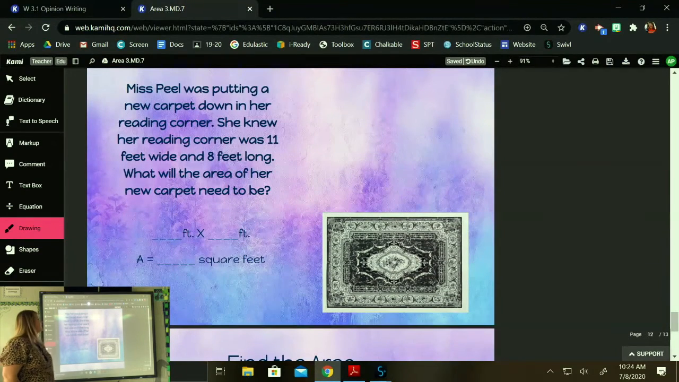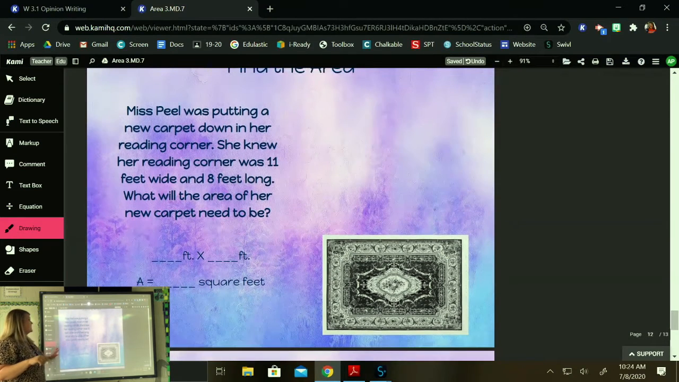Miss Peel was putting a new carpet down in her reading corner. She knew her reading corner was 11 feet wide and 8 feet long. What will the area of her new carpet be? That was our first read. Let's do our second read. Miss Peel was putting a new carpet down in her reading corner. She knew her reading corner was 11 feet wide and 8 feet long.